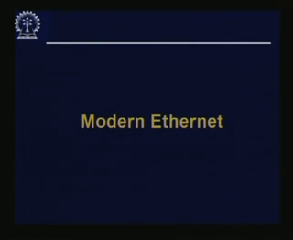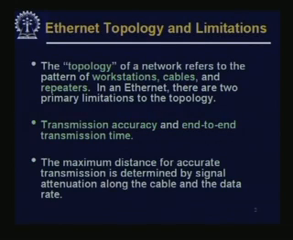So, today our main discussion is modern Ethernet, that means how Ethernet has evolved, but before we go into that we will look at the topology and some of the limitations of the earlier versions of Ethernet. Now, the topology of a network refers to the pattern of workstations, cables and repeaters. In an Ethernet there are two primary limitations to the topology: transmission accuracy and end-to-end transmission time.